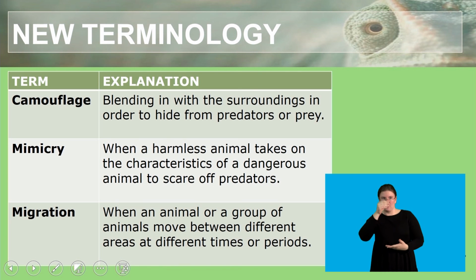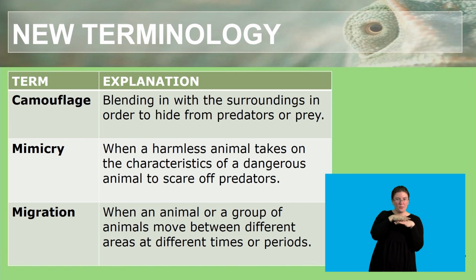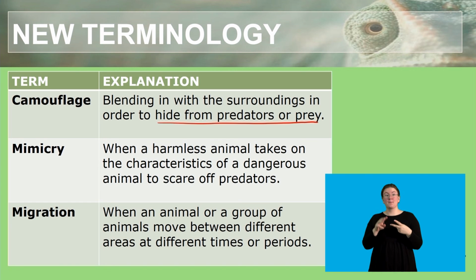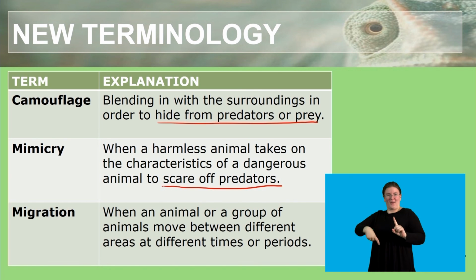Okay, we are also going to learn what camouflage is. We will see that it is the blending in the surroundings in order to hide from predators or prey. Mimicry, when a harmless animal takes on the characteristics of a dangerous animal to scare off predators. And lastly, we are going to look at the word migration. And this happens when an animal or group of animals move between different areas at different times or periods.